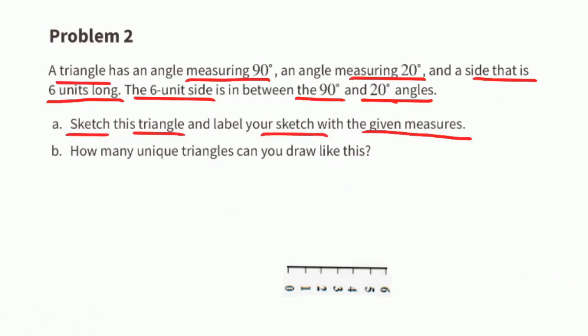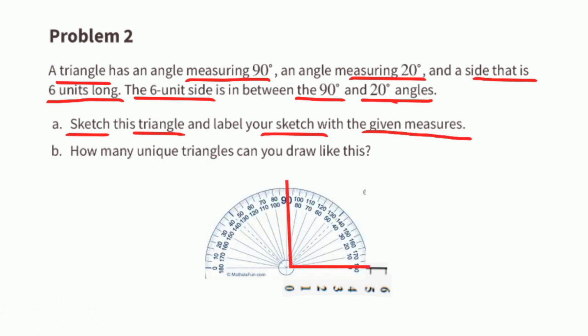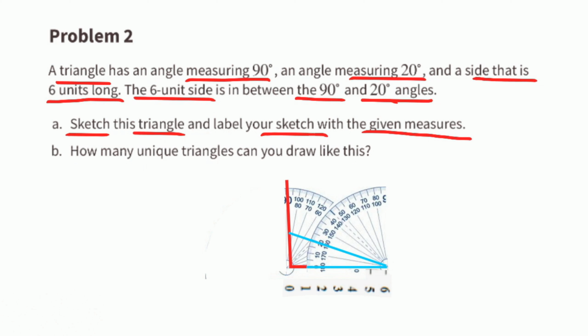Problem number 2. A triangle has an angle measuring 90 degrees, an angle measuring 20 degrees, and a side that is 6 units long. The 6-unit side is in between the 90-degree and 20-degree angles. A. Sketch this triangle and label your sketch with the given measures. Here's the 90-degree angle. And here's the 20-degree angle, and this horizontal line at the bottom is the 6-unit side length between the 90-degree angle and the 20-degree angle.